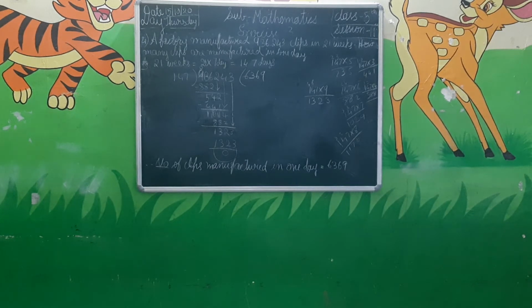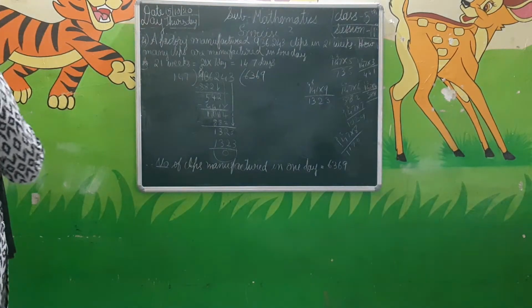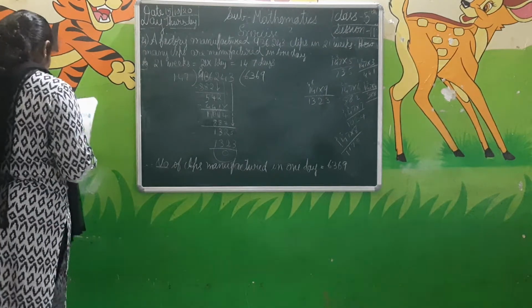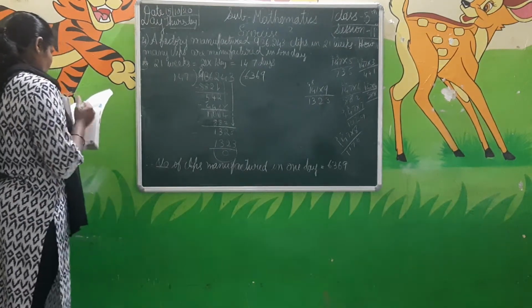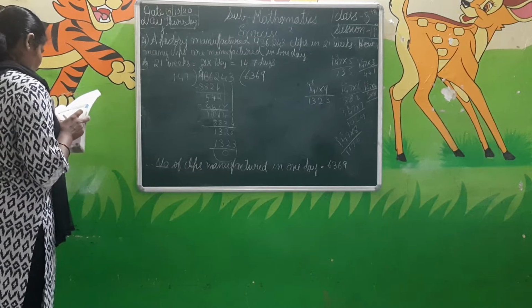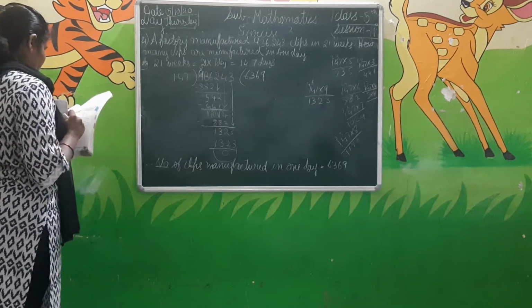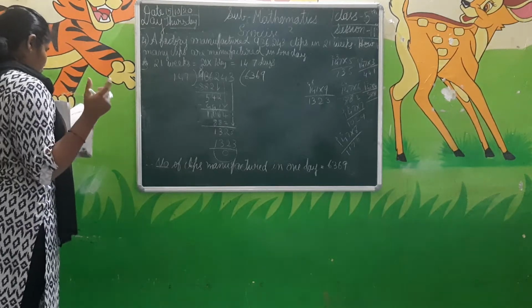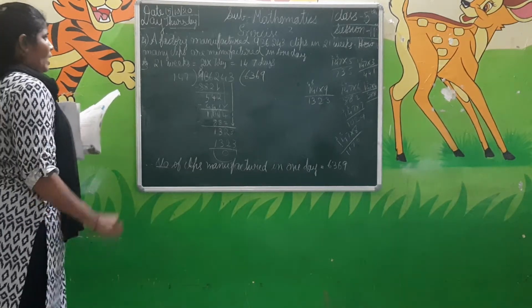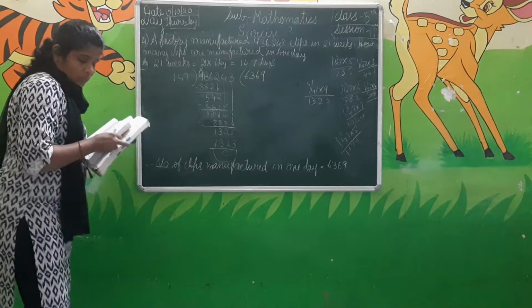And the fifth question they have given here: the cost of 125 color TV sets is rupees 31,94,375. Find the cost of one TV set. They have given the cost of 125 TV sets. Now we have to find the cost of one set.